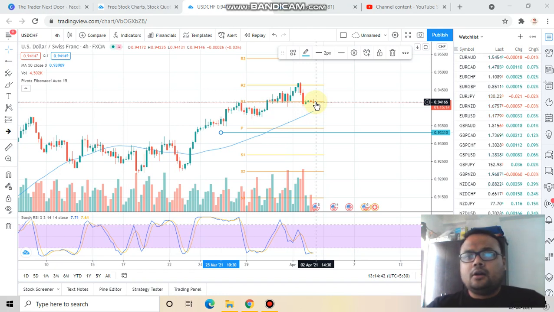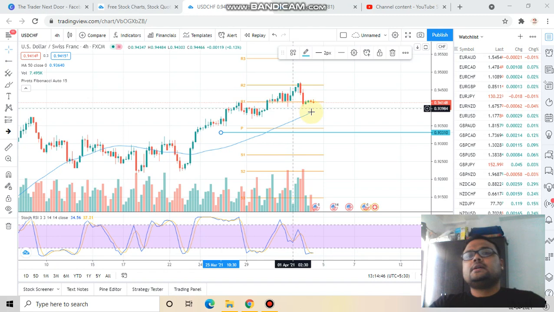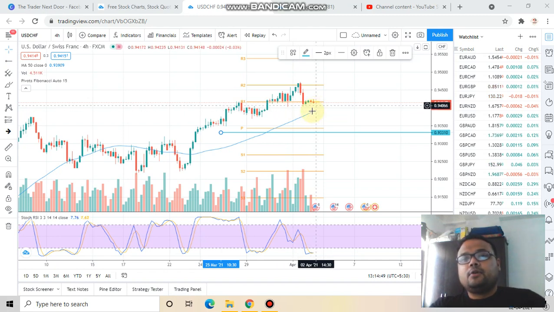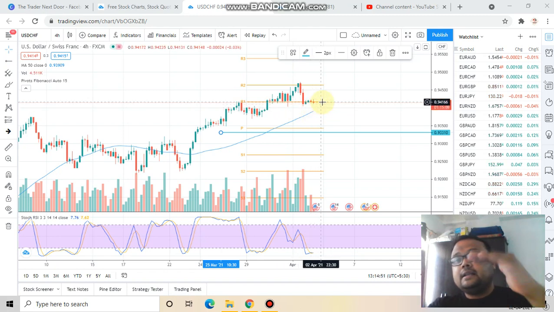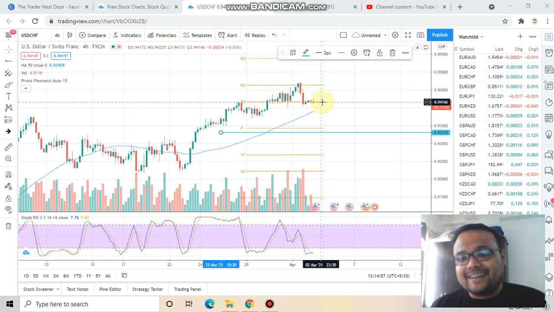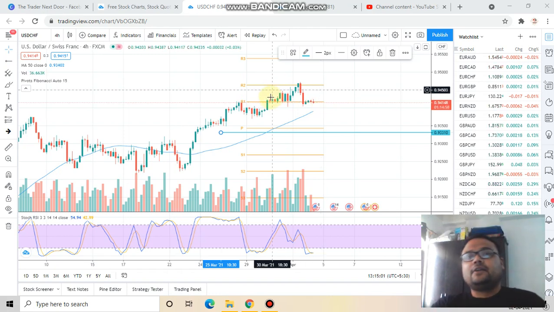Or if you want a safer entry, then you just wait for this 50 moving average to come up. When the 50 moving average and this particular support combine and provide combined support to the market, then also you can look for an entry, once you see a green candle like this.